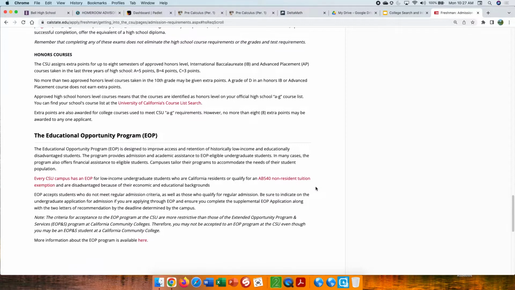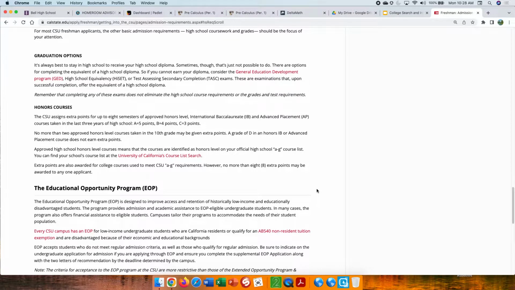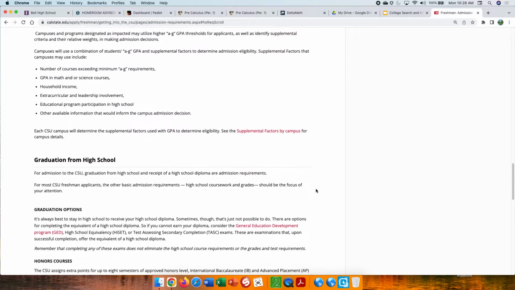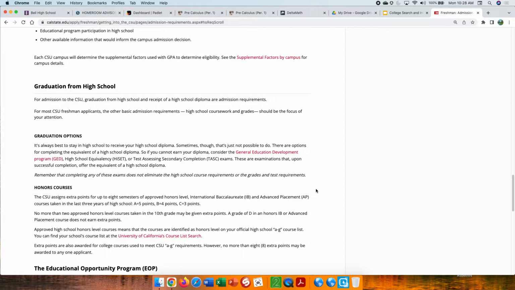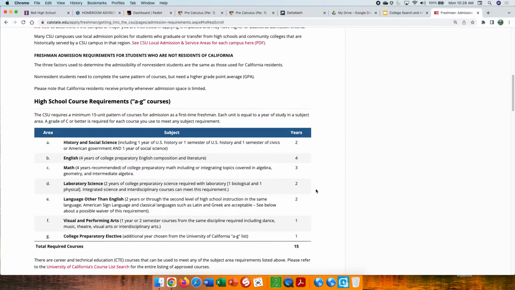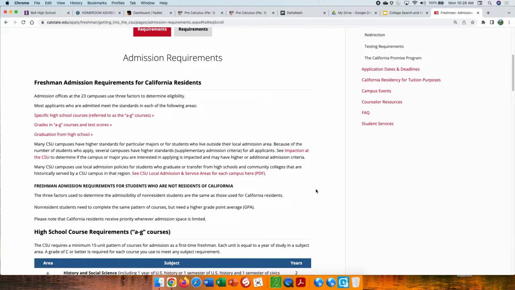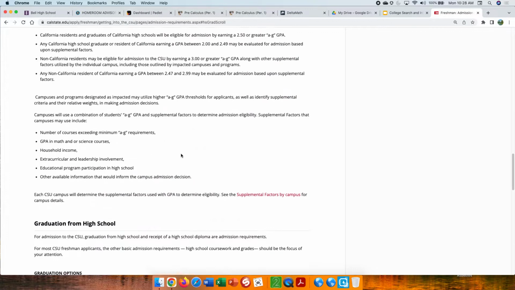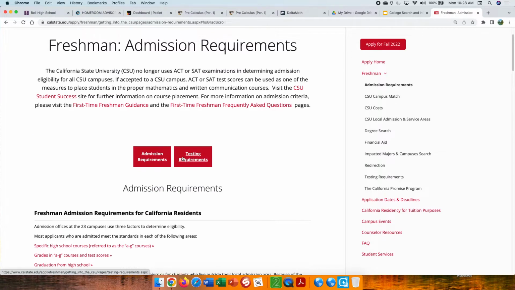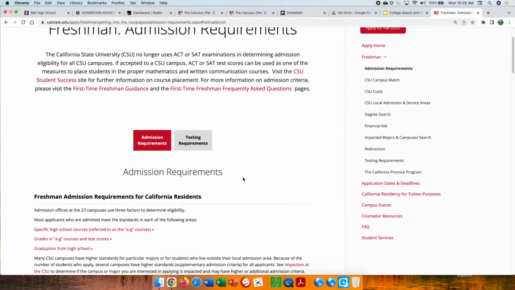Okay, so let me go back up. Anything else that we need to? No, I think that's it. Graduation from high school, is that the one that talks about? Oh yeah. Okay, we got everything. Anything else? Okay, now scroll all the way back to the top. Is everybody back to the top? You guys all scroll back up to the top?